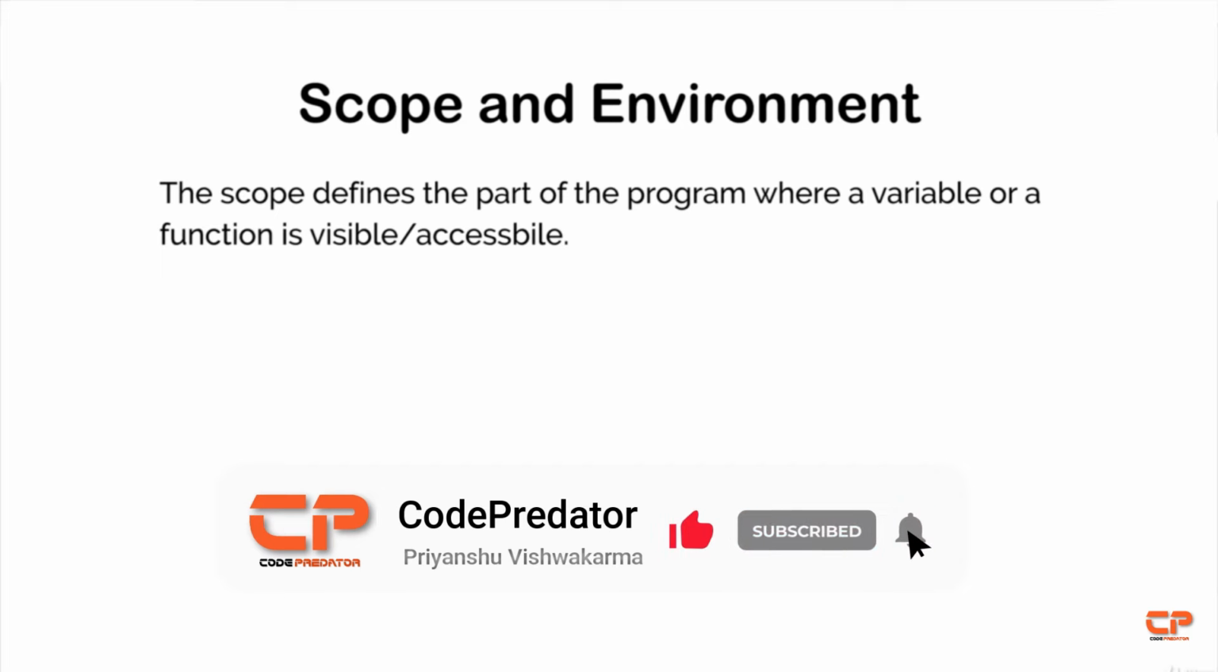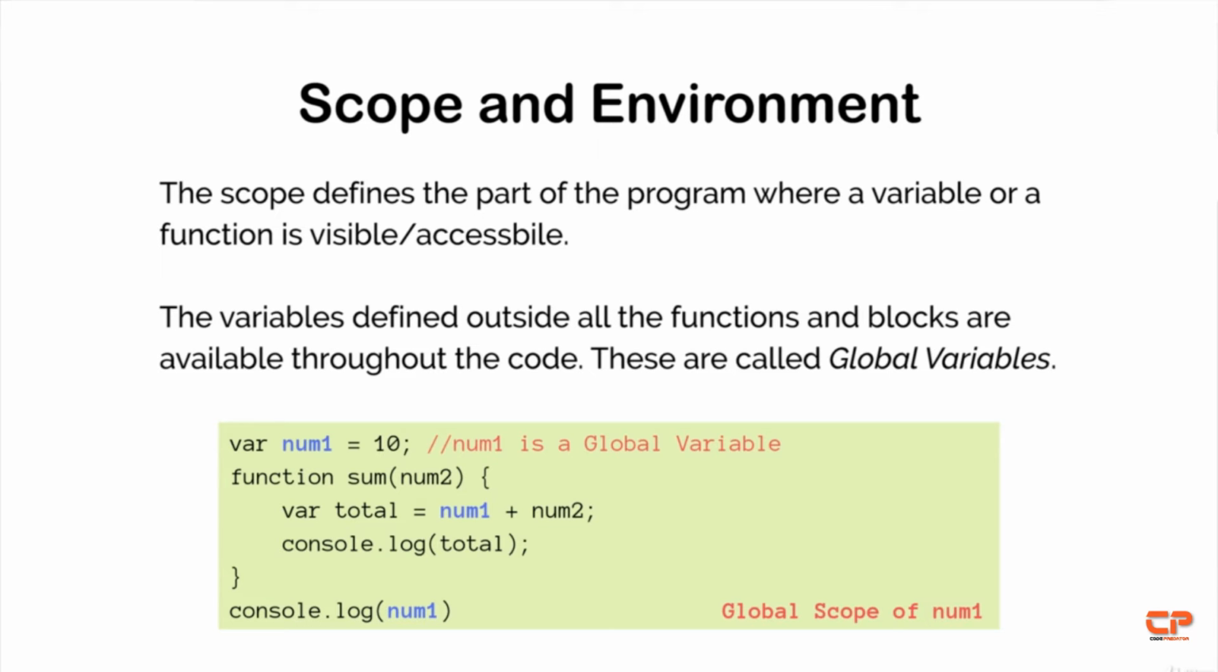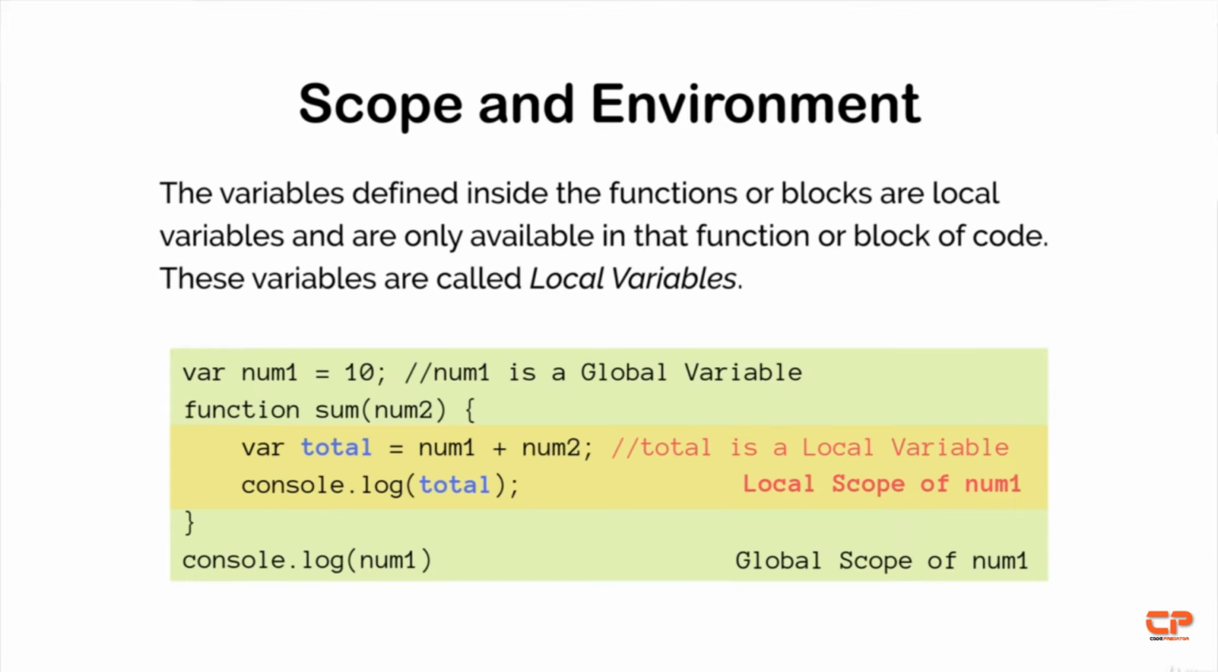Each variable has a scope which defines the part of the program in which the variable is visible. For variables defined outside of any function or block, the scope is the whole program. You can use these variables wherever you want. These are called global variables. But variables created for function parameters or declared inside a function can be referenced only in that function. So they are known as local variables.